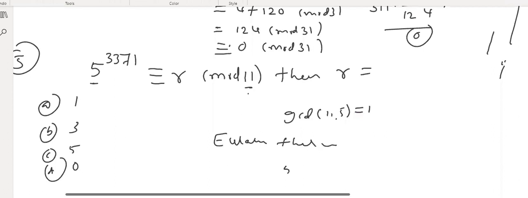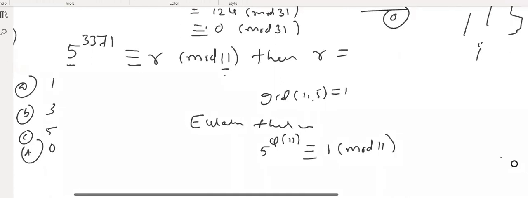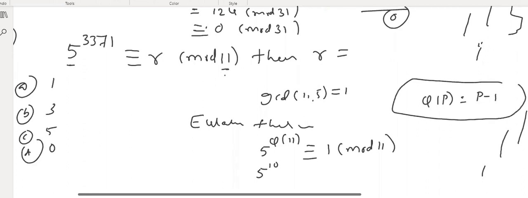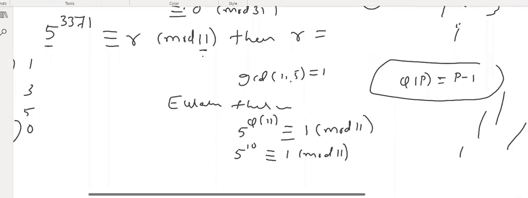what can we write? 5 to the power of phi of 11 is congruent to 1 modulo 11. What is phi of 11, the value of Euler's phi function at 11? You all know 11 is a prime number, so its value is equal to 10. Phi of p is equal to p minus 1, where p is a prime number. So 5 to the power of 10 is congruent to 1 modulo 11. But we need 5 to the power of 3371. So how can we write this?